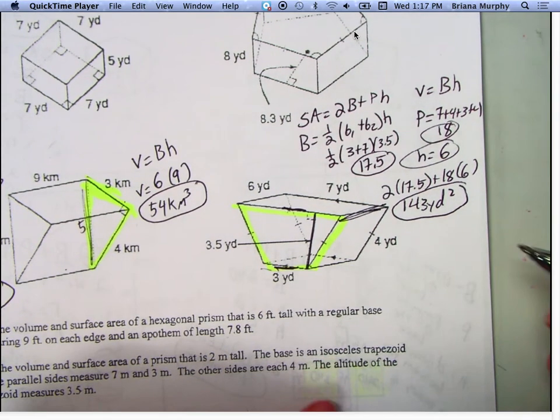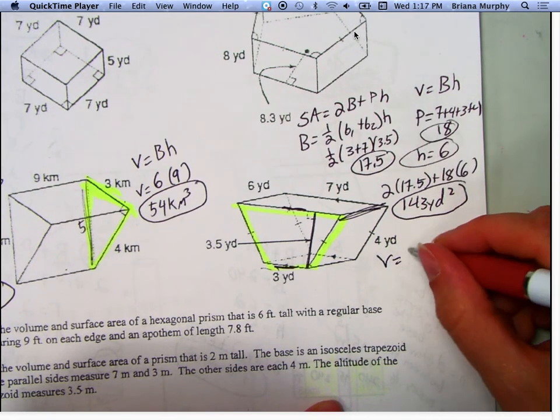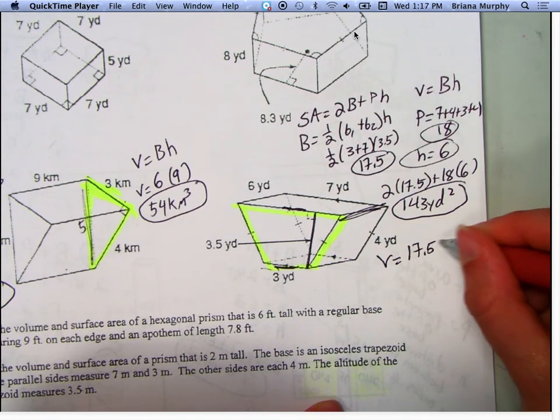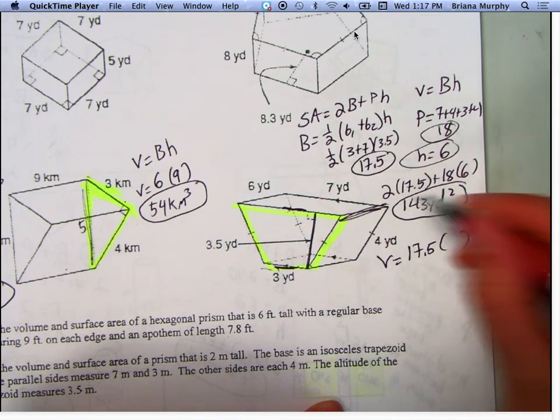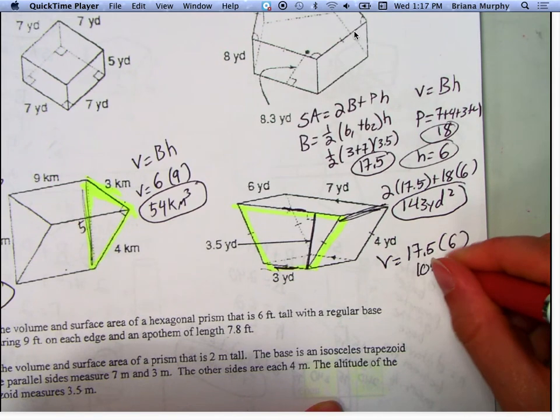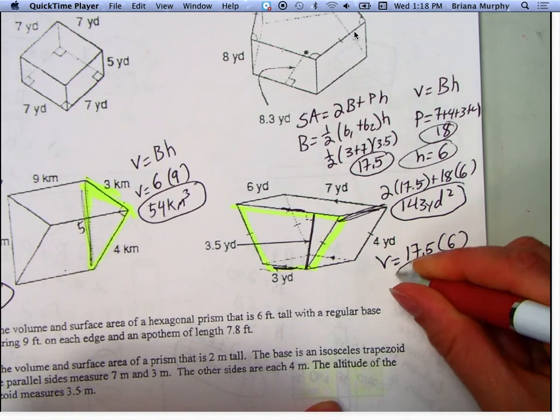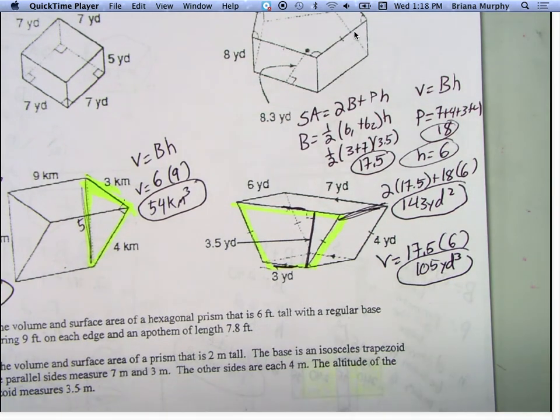Now to find volume, simply I'm going to do the area of the base, which I already have, 17.5, times the distance between the two bases, that's 6. And I get 105 yards cubed. Okay, let's do one of the problems from your homework.